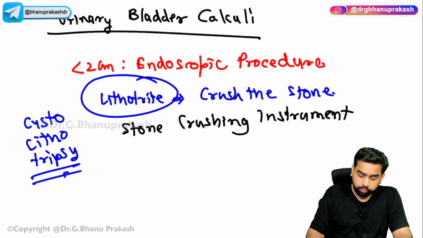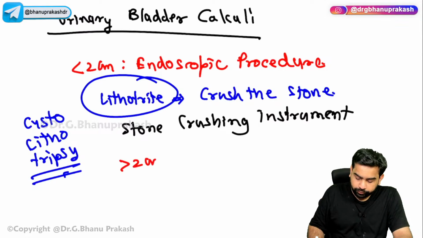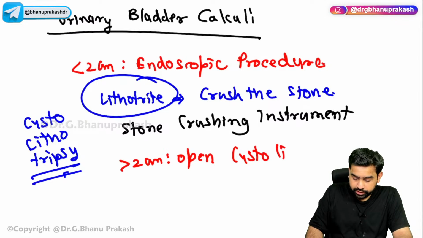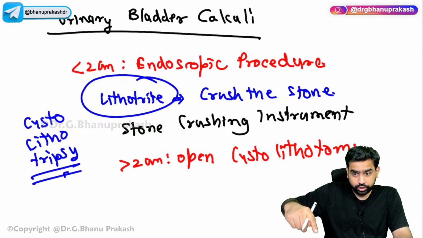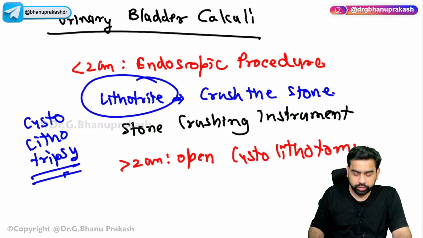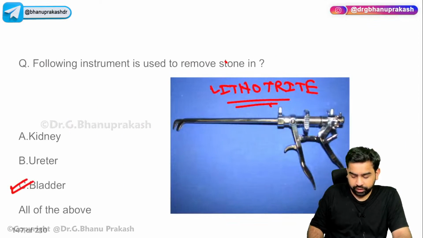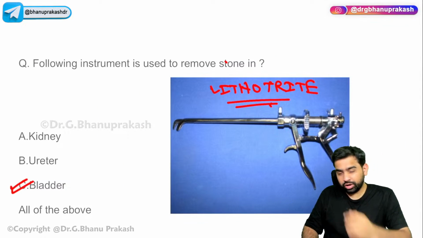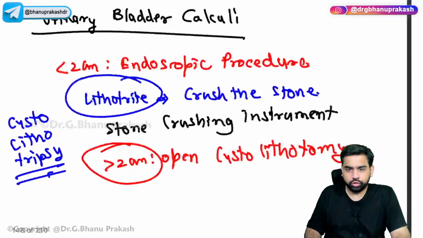Now if it is more than 2 centimeters, then you have to perform an open cystolithotomy. Here you have to give an incision on the urinary bladder, do an open surgery, and remove the stone. So this is a lithotrite. Again, not a very important thing, but I just thought of showing it to you.